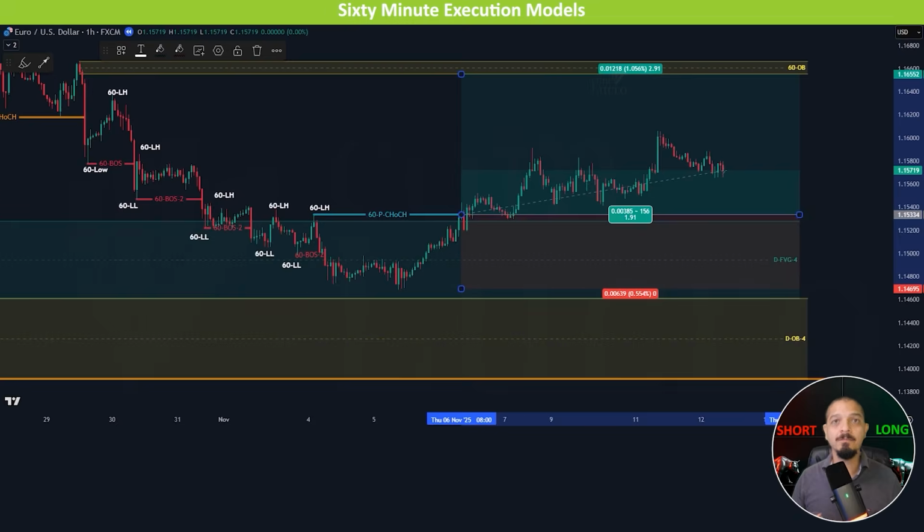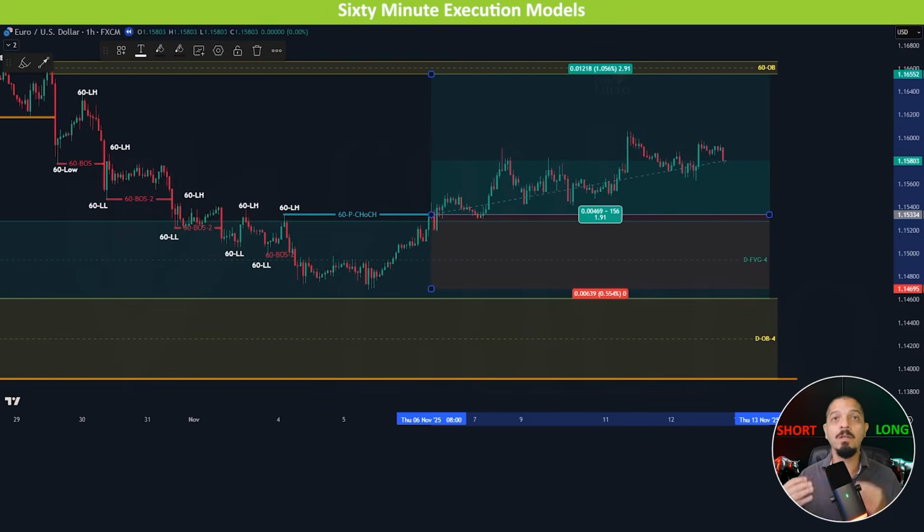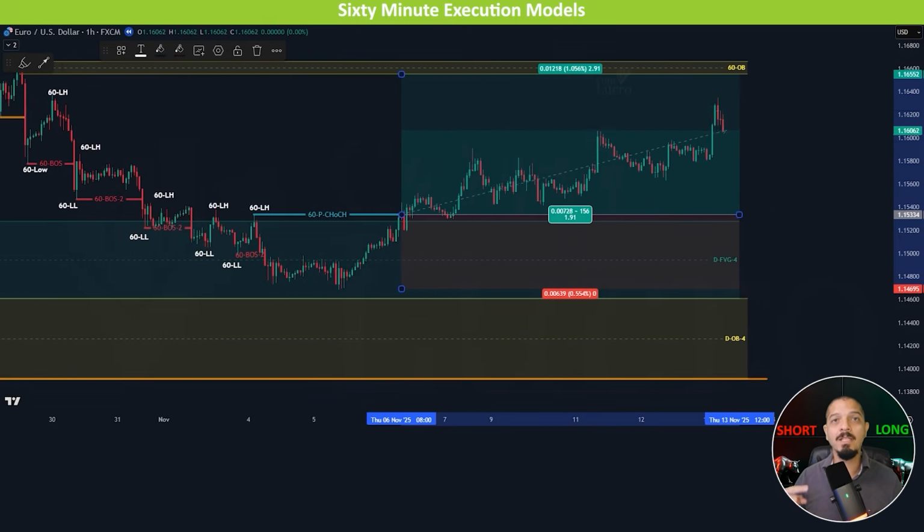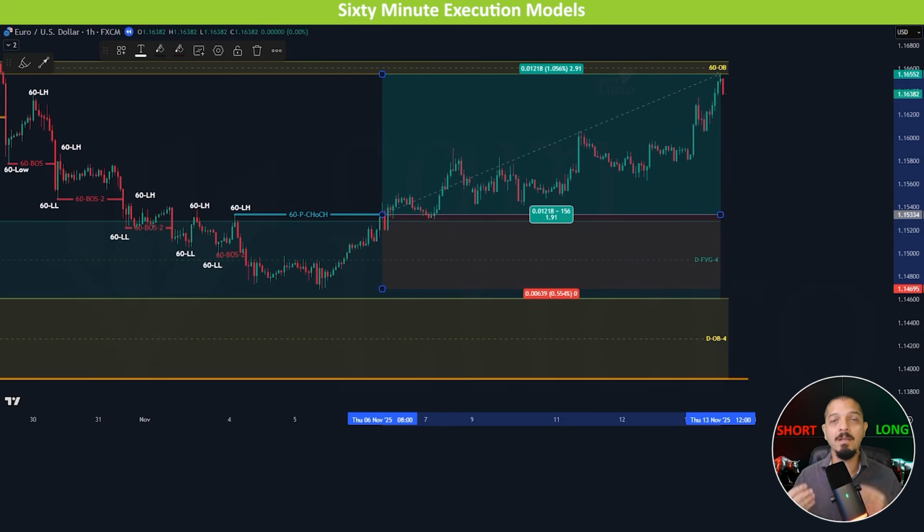And as we finish this study, it's important to note that every entry model we outlined here reached its target with precision. Both the daily-based entry and the intraday 60-minute entry delivered clean reactions and completed their objectives, showing how structure, alignment, and clear execution rules can lead to consistent and profitable outcomes.